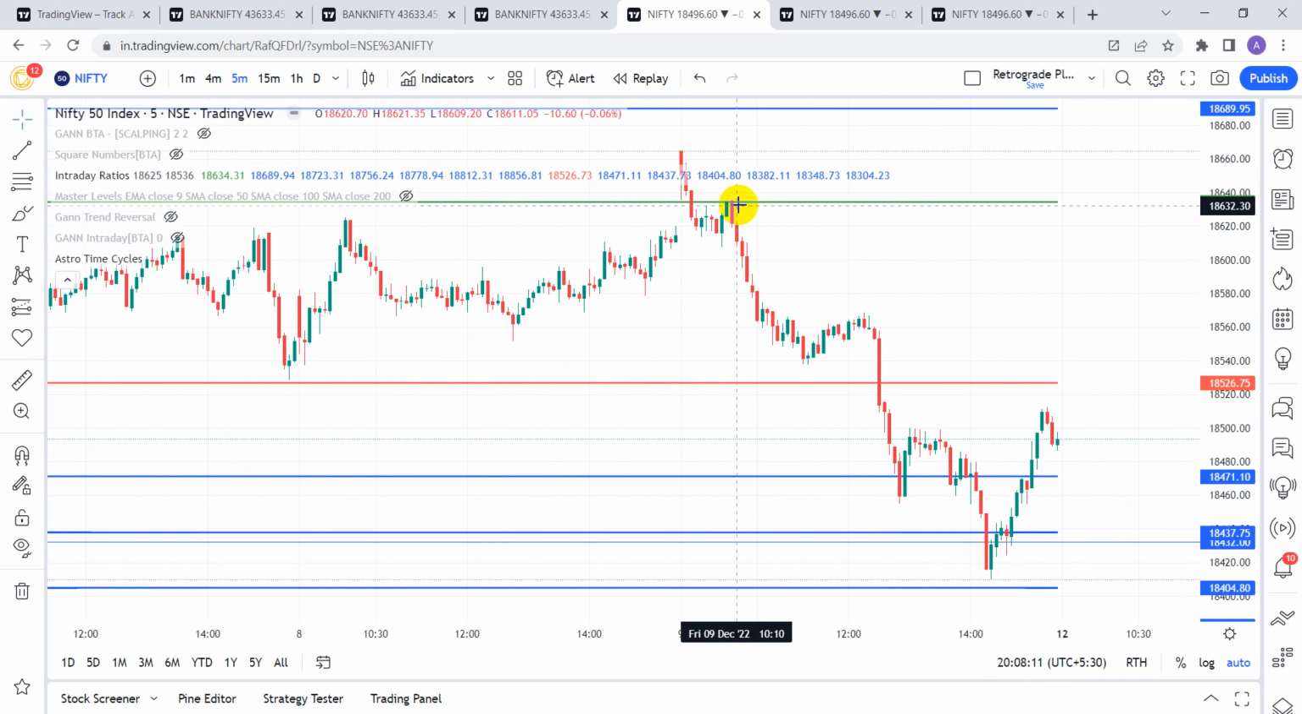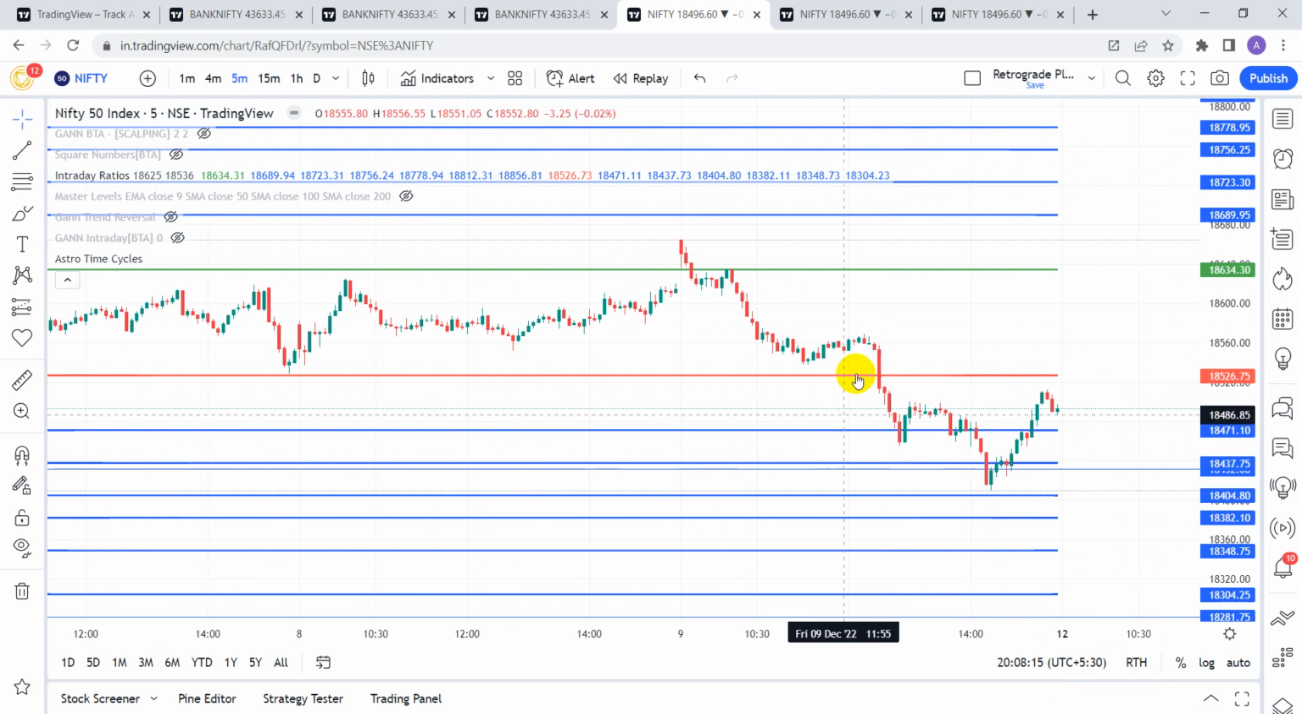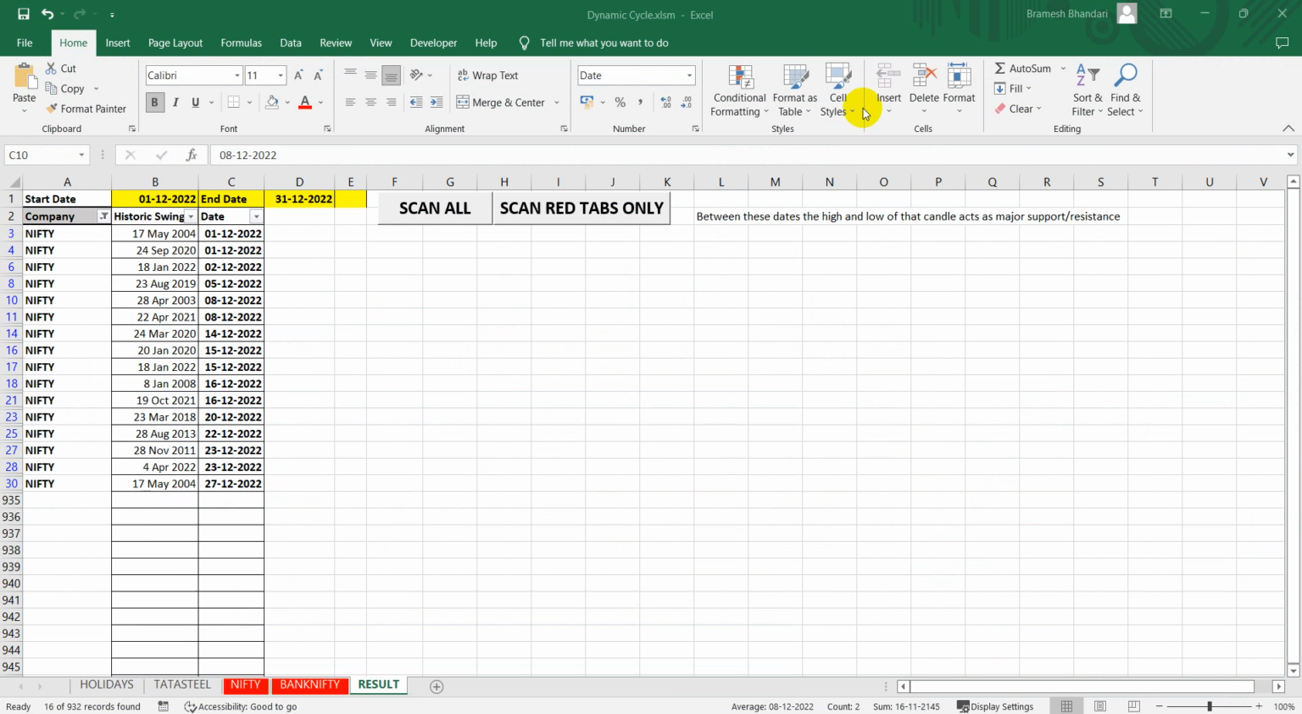It opened gap up, didn't sustain above it. Low was here, and from there it has done almost two targets. Probably the first target is done here, the second is done here. So this is how you can use this simple technique. You have a clear-cut plan: entry, exit, stop loss, and everything.